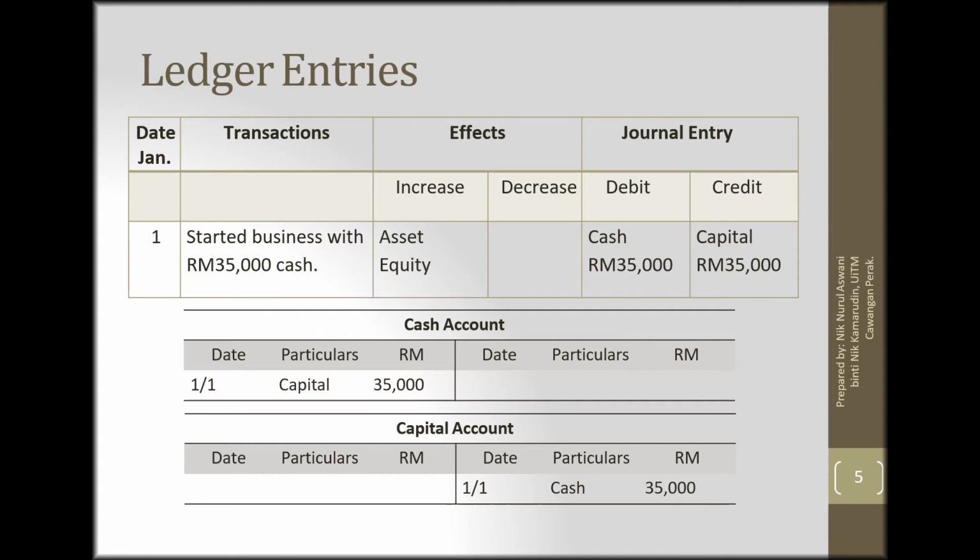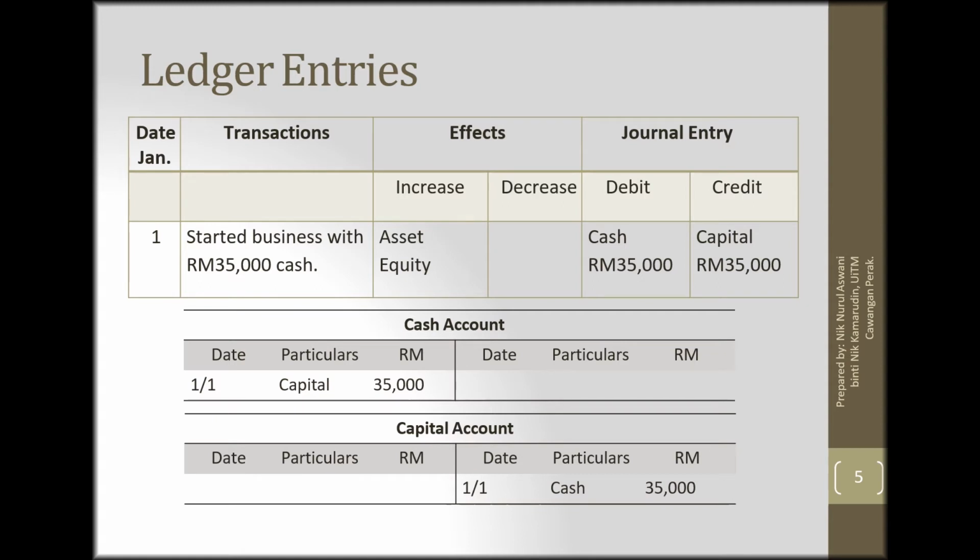Increase. All right, at the same time, business has to record the contribution from the owner. So how much is the contribution from the owner? 35,000 ringgit to be recorded as capital, which will increase the owner's equity of the business. Okay, so increase in asset, we debit asset account. Which asset account? Cash. How much? 35,000 ringgit. Okay, increase in equity, we credit equity. Which equity account? Capital. Okay, how much? 35,000 ringgit. All right.